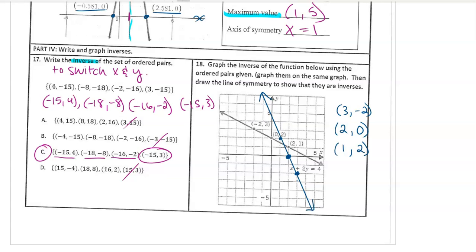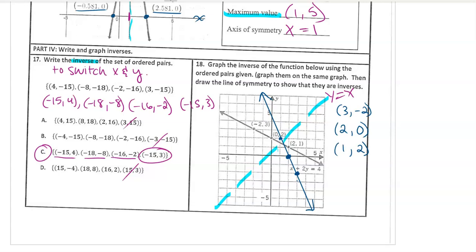And then what line are 2 inverses symmetrical across? They are always symmetrical across the line y equals x. That was a question on your original test on the paper portion, and I was astonished at how many people got that wrong because I said that so many times in class.